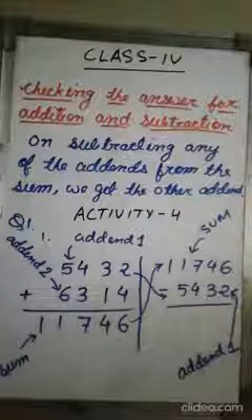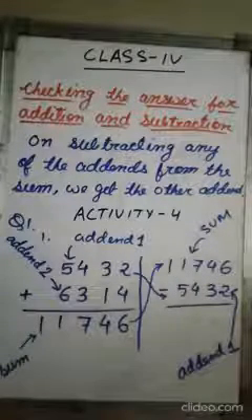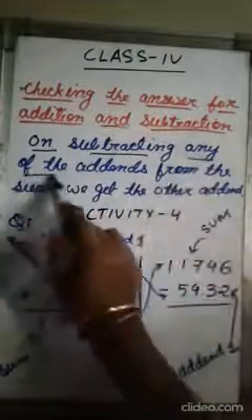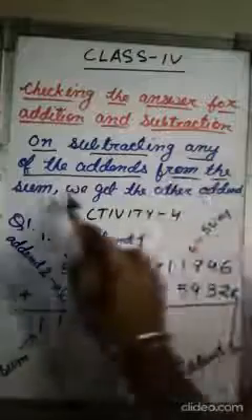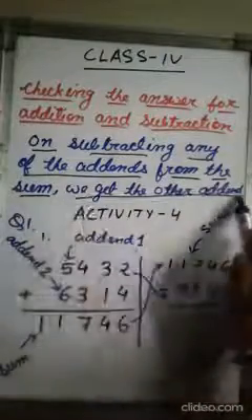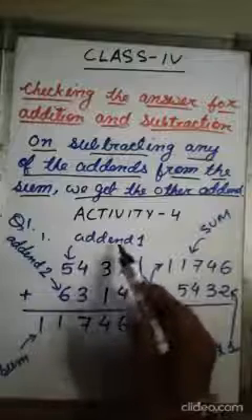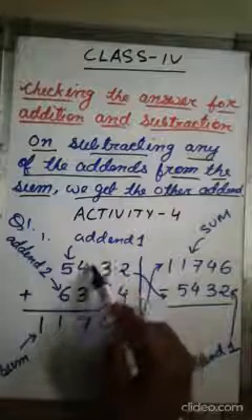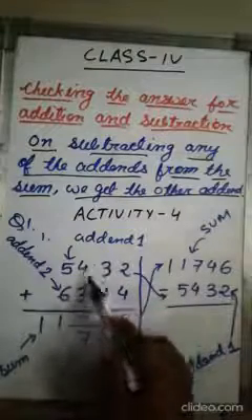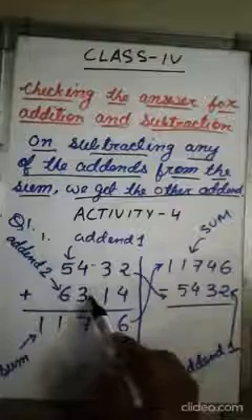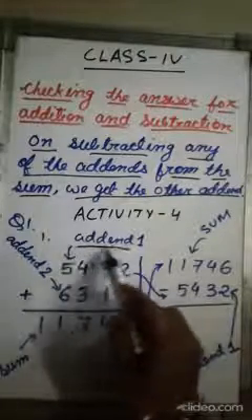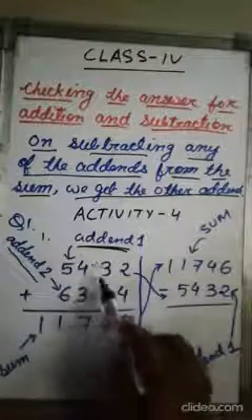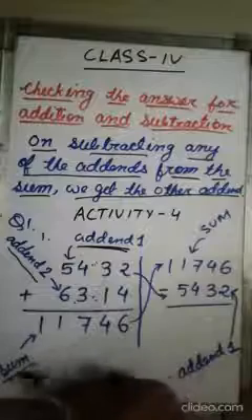What is the point of this topic? Here I have written, on subtracting any of the addends from the sum, we get the other addend. In one of my classes, I told you the numbers which are added are called addends. This is addend number 1. This is addend number 2. If we add both the numbers, we get the sum.